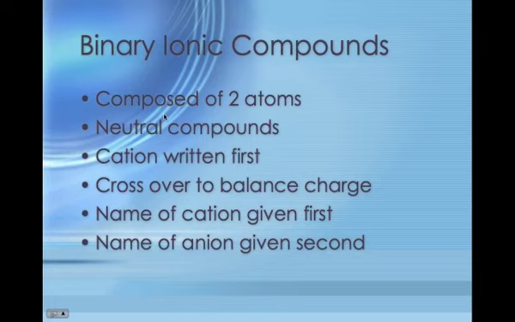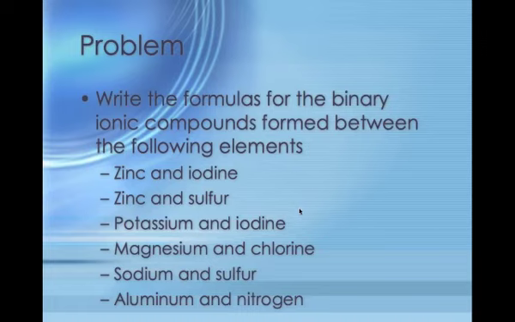So the cation is always written first. You cross over to balance the charges, and I'll go through an example to show you what that means. And when you name them, the name of the cation is always given first, and the anion is second. Now that rule, the cation first, the anion second, is for any ionic compound. We'll use that. So, here's a few problems.